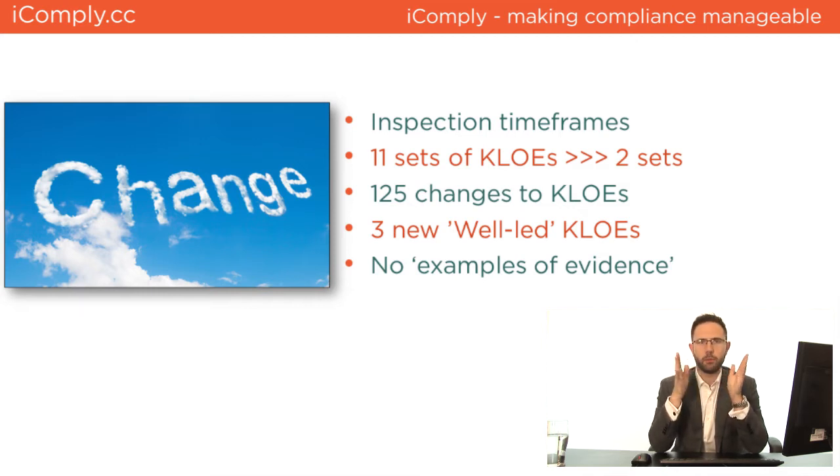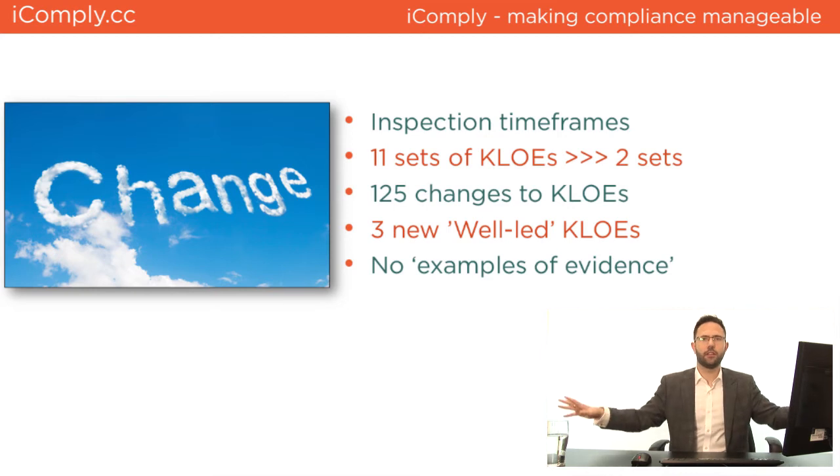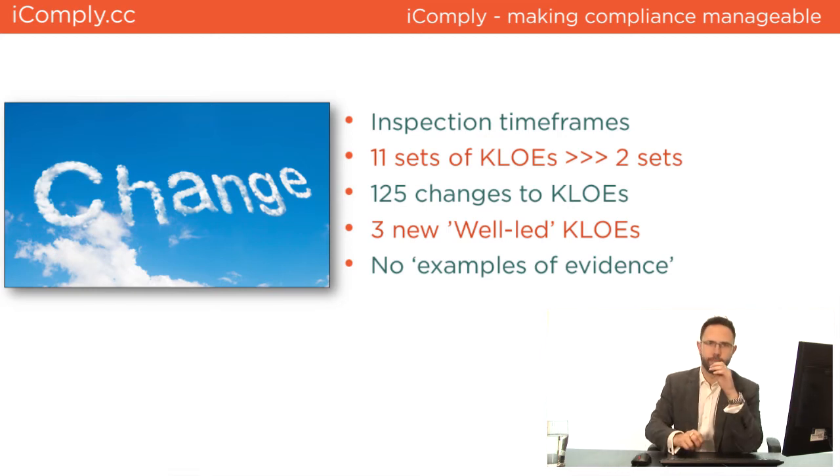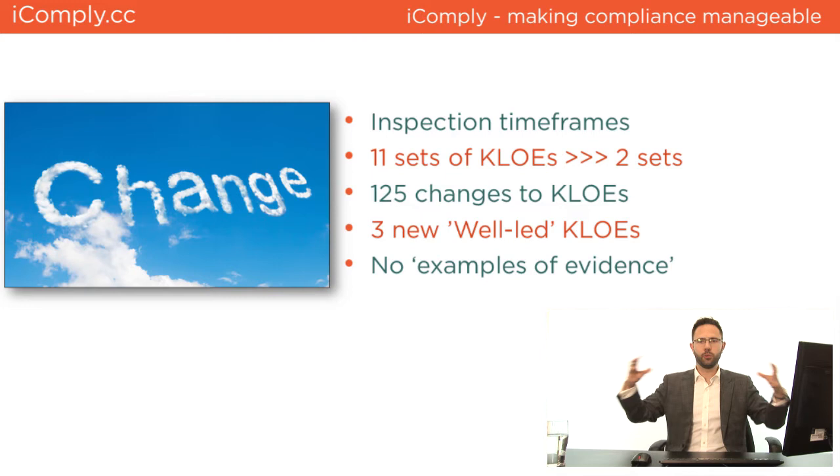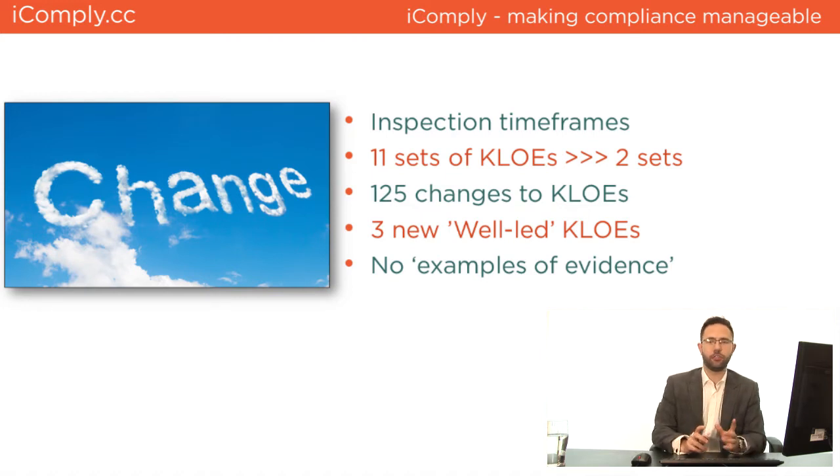There's been a provider handbook for dentistry, for medicine, for ambulance services, and they've got 11 sets of key lines of inquiry with 11 interpretations of what that means for each sector. Now they're going to bring these all together, and they've published 2 sets: one for social care, which we don't need to worry about, and one for healthcare, which we do. And they've made 125 changes. So there are quite a few changes, which I'm going to talk about.